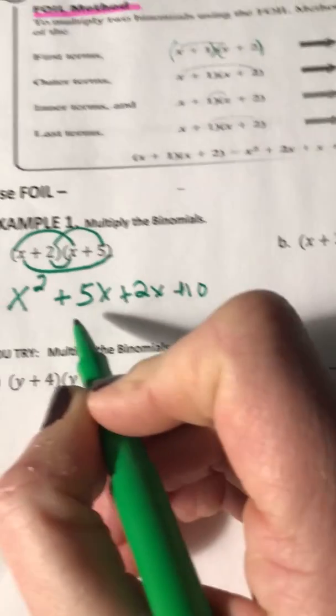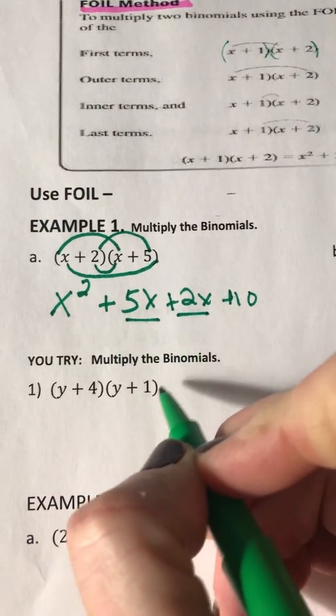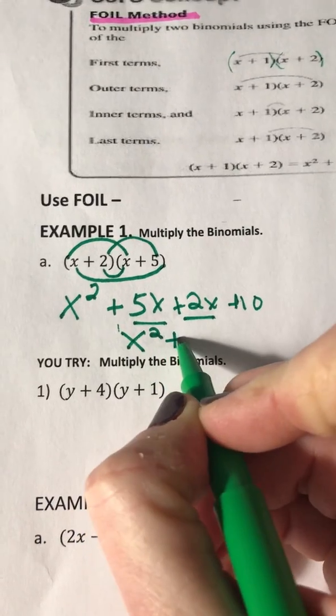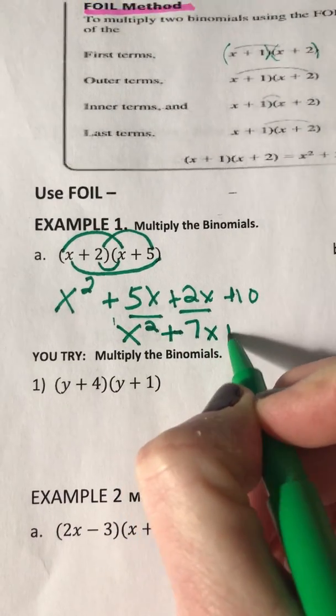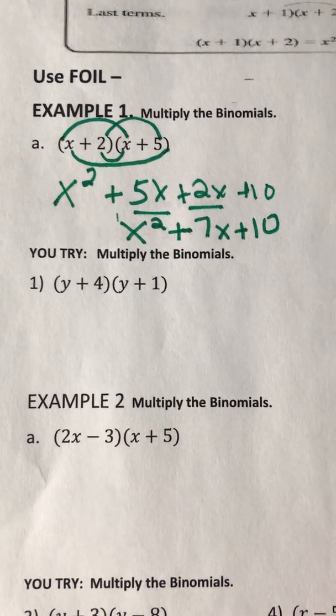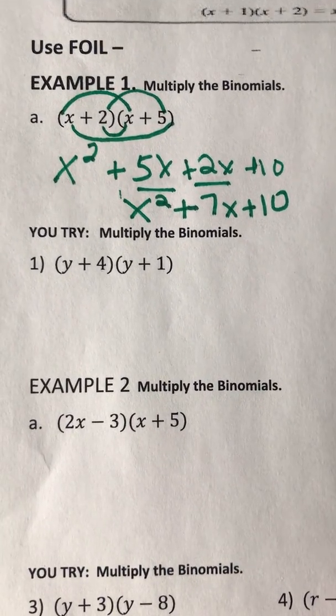We just have to clean up and make sure that we are actually putting our like terms together, and we will get the trinomial x squared plus 7x plus 10. Pause the video for a moment and do the you try below it.